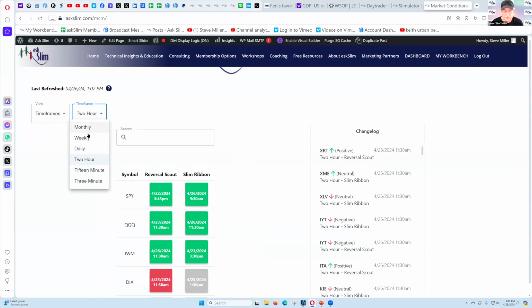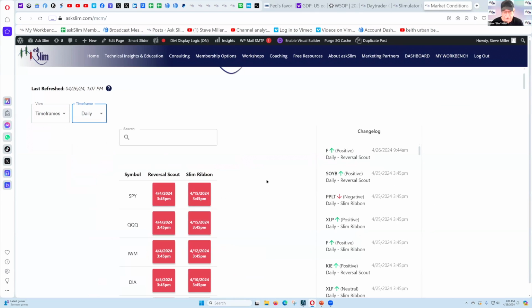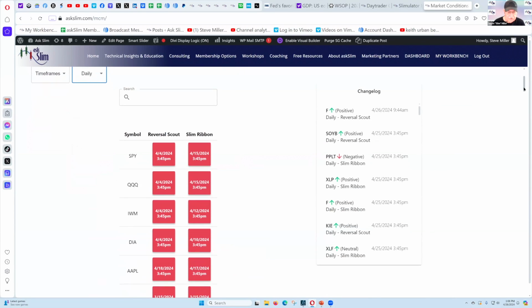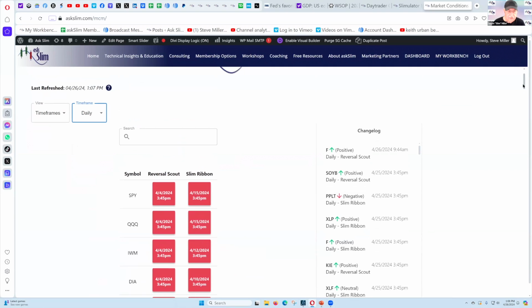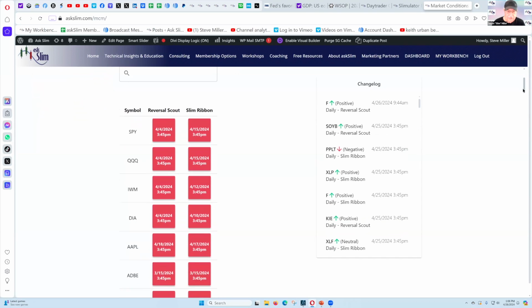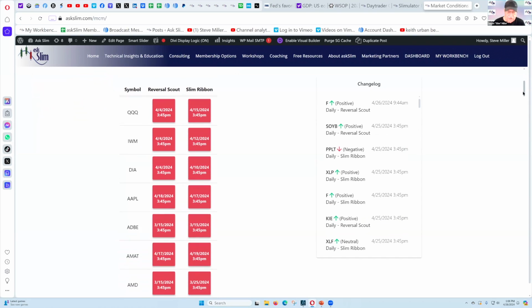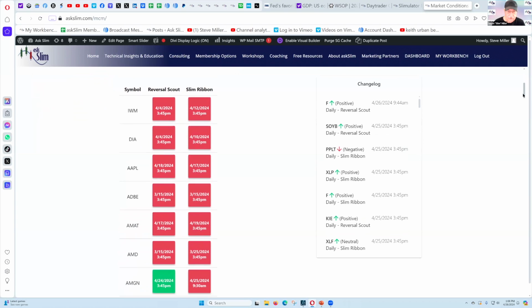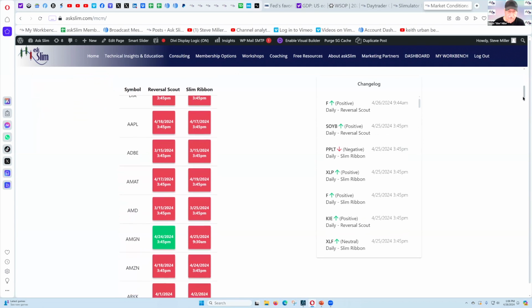If I go to the daily chart right there, you can see that even though the market is rallying, these are still negative. And that's when you get the sense that there could likely be a failure in the market. Let's scroll down our entire focus list here, and you'll be able to see, looking here at the daily time frames for the reversal scout and slim ribbon, which are the most negative coming across, and you can see which ones those are right over here.